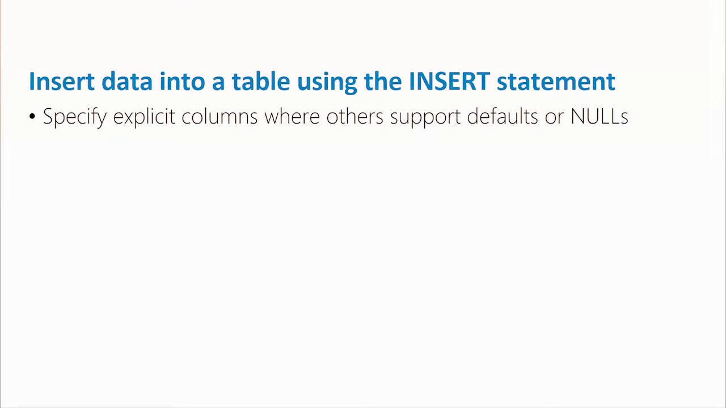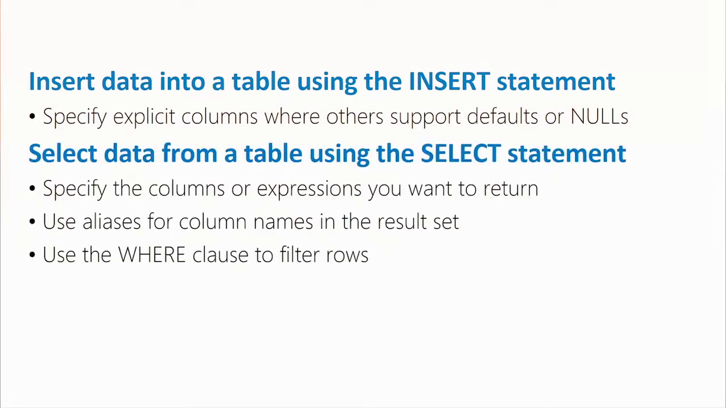So, some key points we've covered. We insert data into a table using the insert statement. When we do that, we can either specify explicit columns or we can support defaults or nulls and insert into those values. We can select data from a table using the select statement, by specifying the columns or expressions. We had some calculations in there, and that brings back what we want in our result set. We can use aliases, or alternative names, for the columns in the result set. We use the as clause to do that. And we can filter rows using the where clause to bring back only the rows that satisfy that filter criteria.